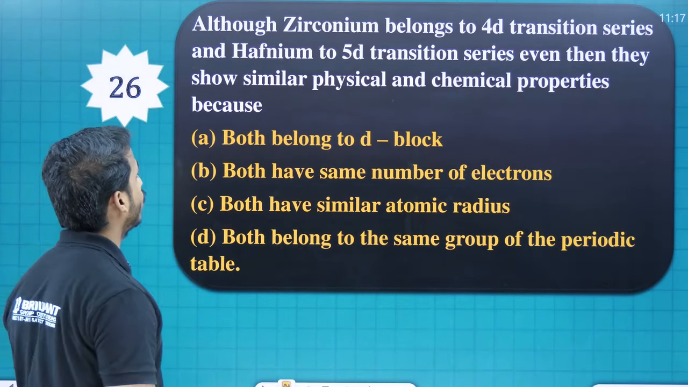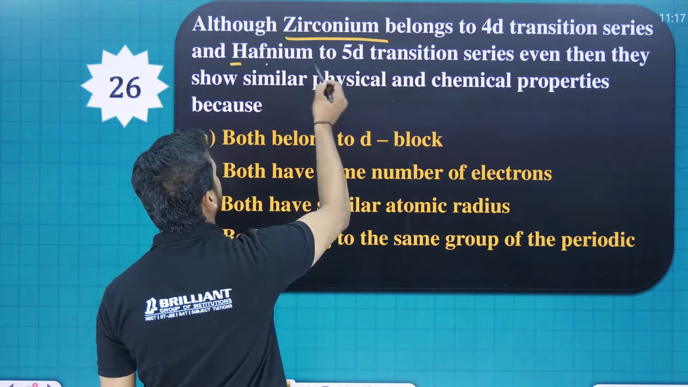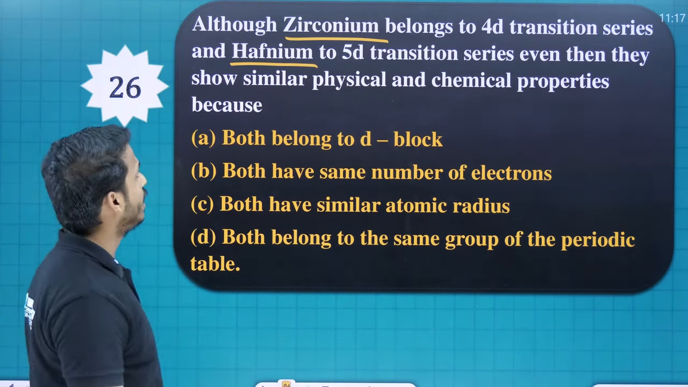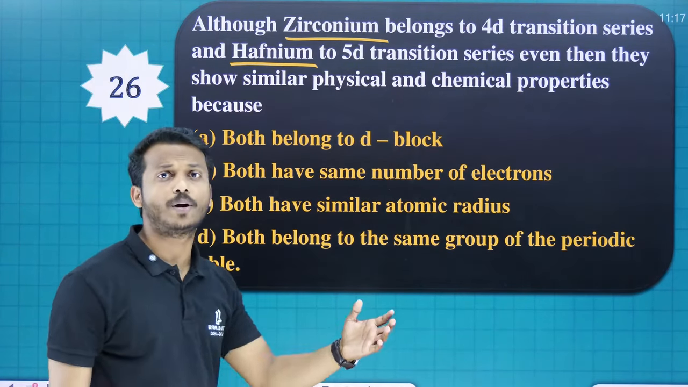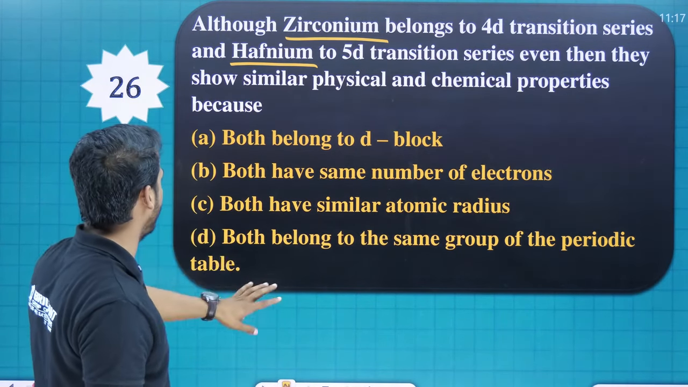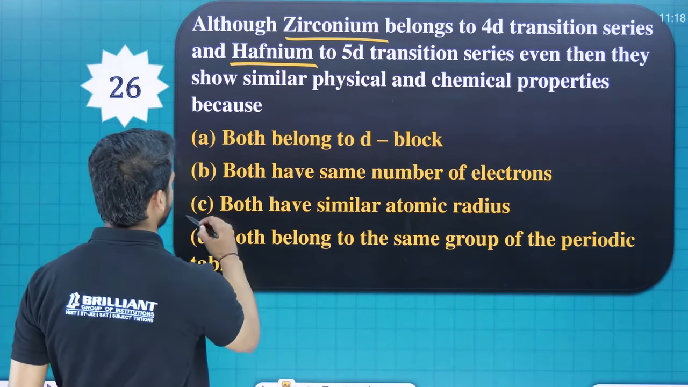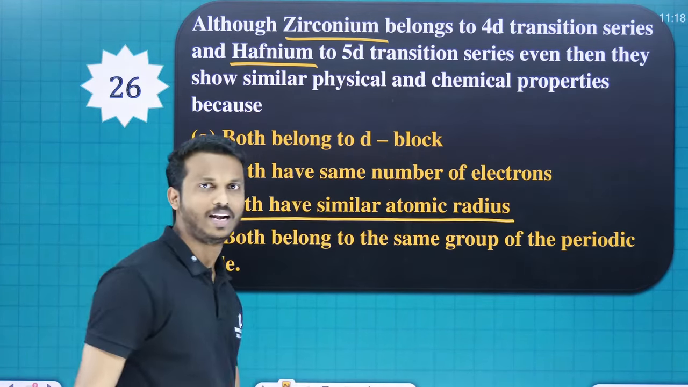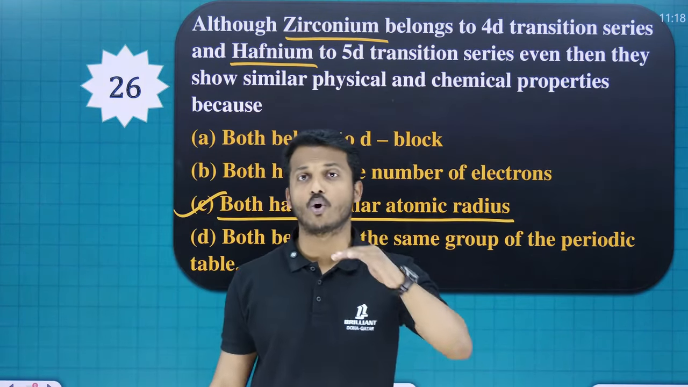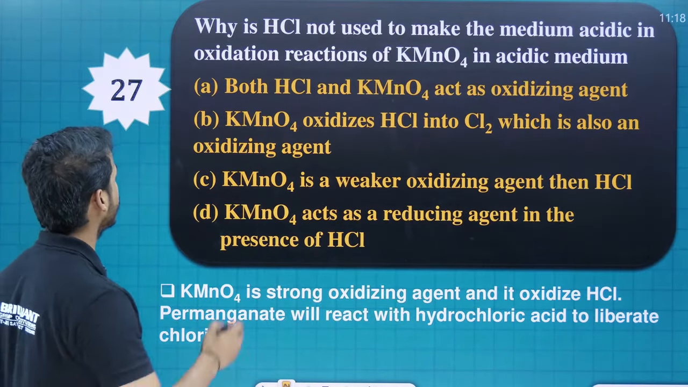Next one: although zirconium belongs to the 4d transition series, we already discussed zirconium and hafnium. Zirconium is in the 4d series, hafnium is in the 5d series. Why do they have similar properties? Due to lanthanide contraction. That is a consequence. Both have the same number of electrons, similar atomic radius, and belong to the same group of the periodic table. Due to lanthanide contraction, 4d and 5d series elements have almost similar atomic radii. Therefore zirconium and hafnium have similar properties.